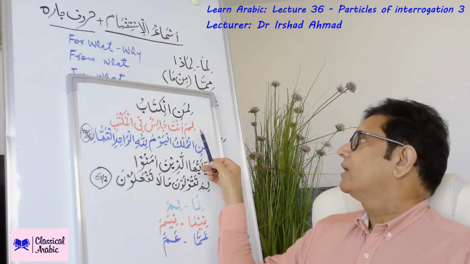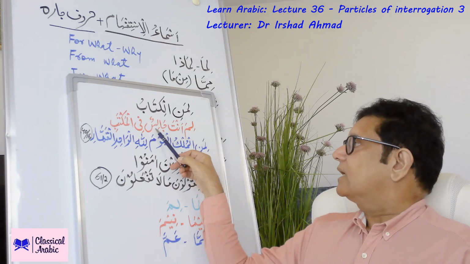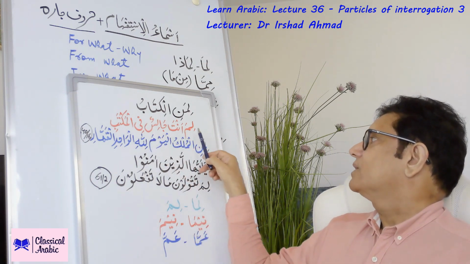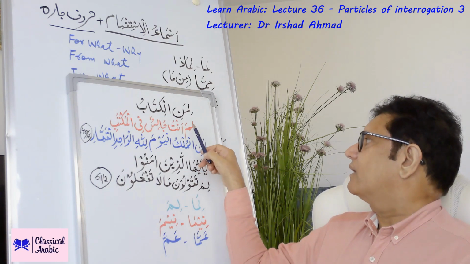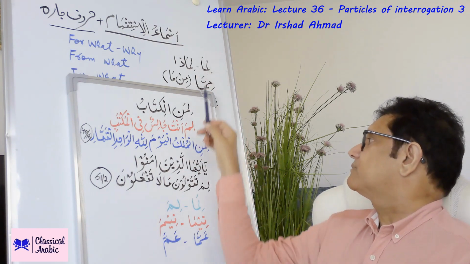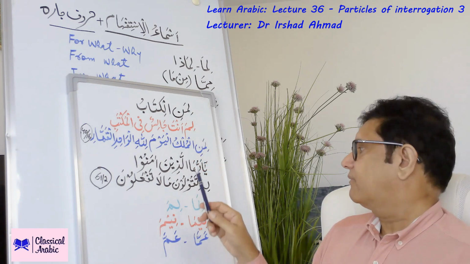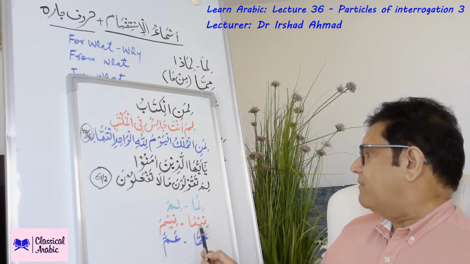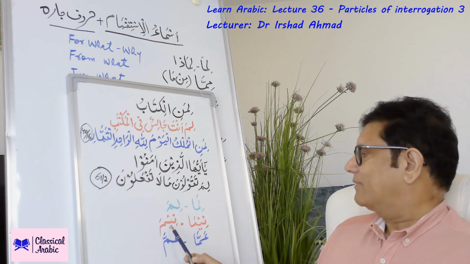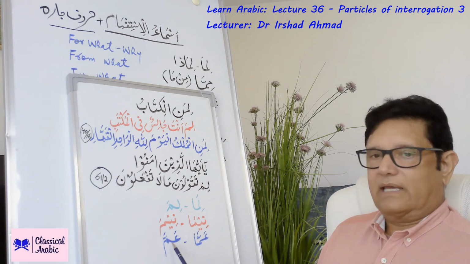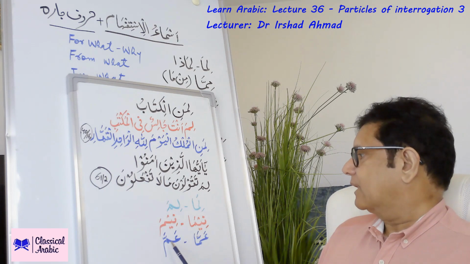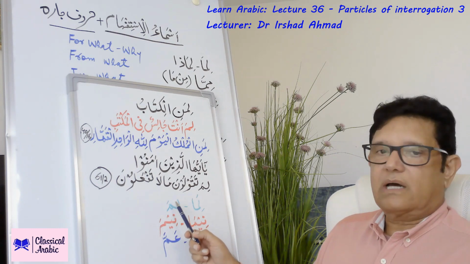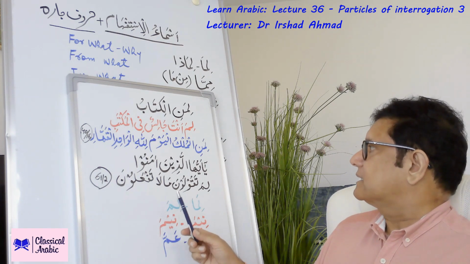Lima anta jalisun fil maktabi. Lima, why? Why you? Jalisun, sitting in the office. Why are you sitting in the office? So this lima is like ma, but sometimes it is written without alif. For example, here lima, we can write lima without alif. Fima, we can write like this, fima. And amma, we can write this without alif, amma. Mimma, sometimes you can write like this, and sometimes like this. In Quran, quite often it is written like this.